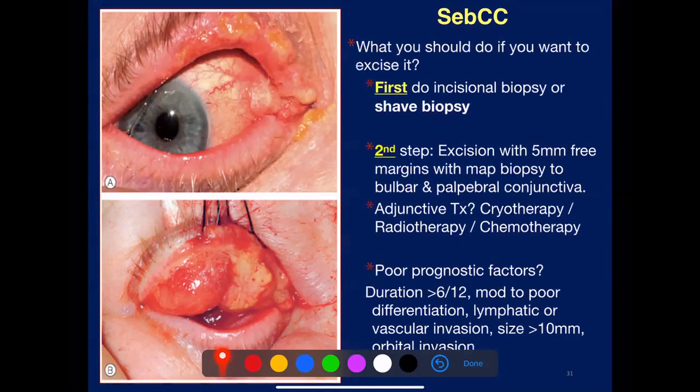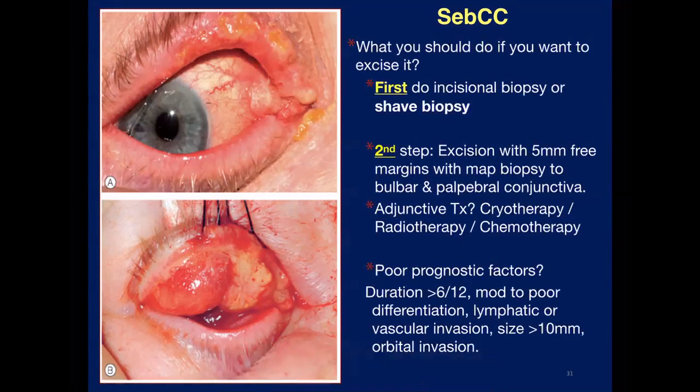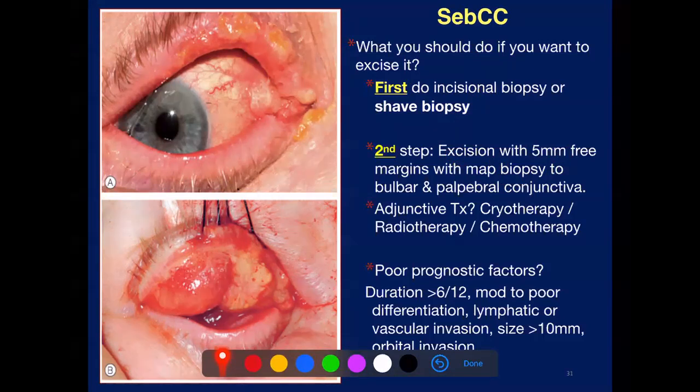So again, I try to make this systematic as possible. So you do an incisional biopsy or sheath biopsy. You confirm the diagnosis. Then you do an excision with 5 millimeter free margin. In the exam, you can mention map biopsy only if they ask about map biopsy. Some surgeons don't do it. If you have a tarsal conjunctiva or full thickness involvement or bulbar conjunctival involvement, you have to do it. However, sometimes sebaceous cell carcinoma, like the picture I showed you, is only localized in the anterior part of the lid. So some surgeons don't do map biopsy for such lesion. Not this picture, the one I showed you before.